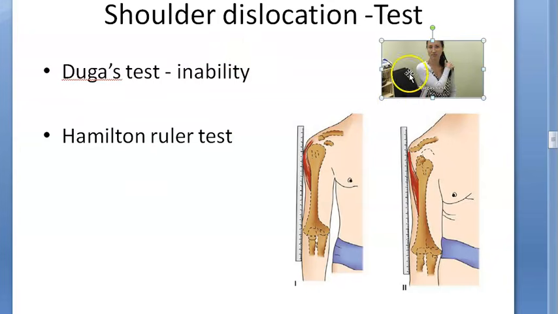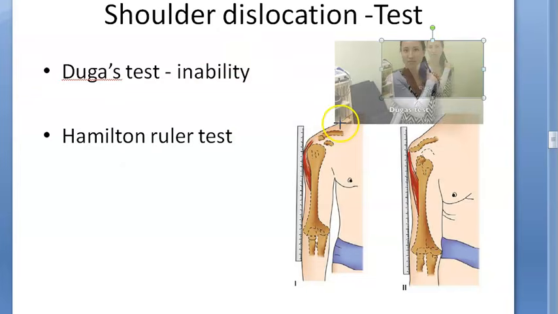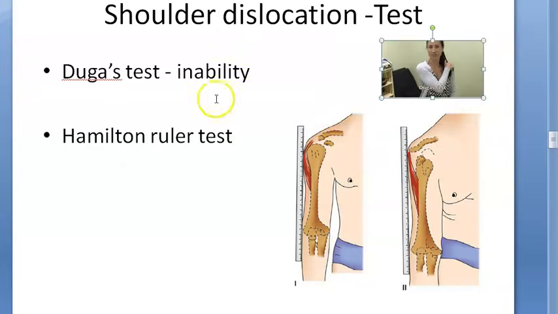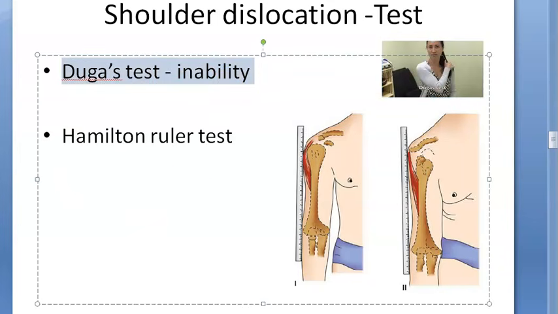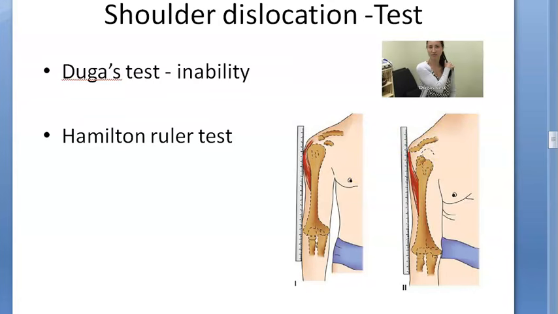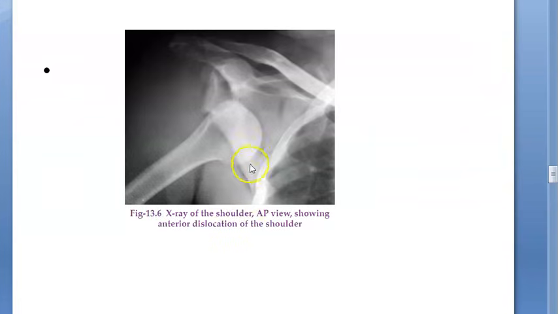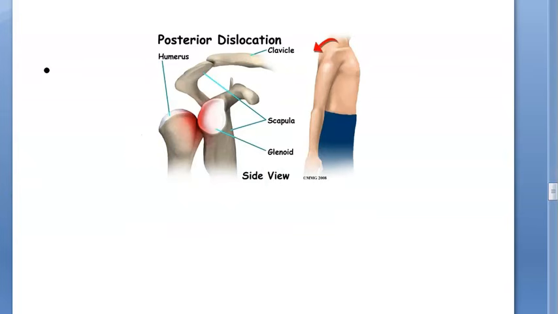You will do Dugas' test. You will ask the person to do like this, but they can't touch the opposite shoulder. So that will become Dugas' test. In Hamilton ruler test, you will keep the ruler. In normal people, you cannot touch the acromion process. In this, you can touch the acromion process because the contour of this shoulder joint is lost, isn't it? Then obviously you will do an X-ray and you will see the dislocation. You can do a lateral one if you want to know if it's anterior, posterior, etc.